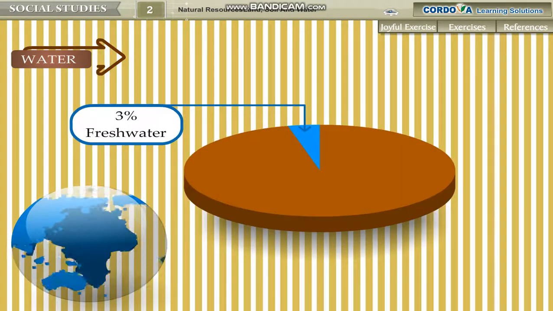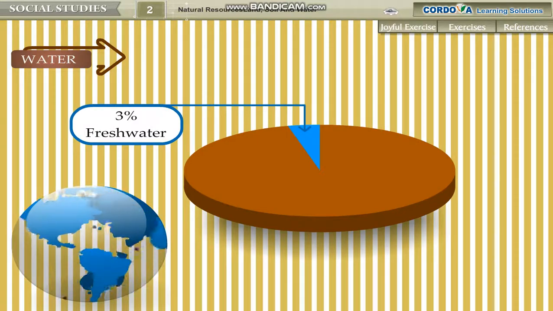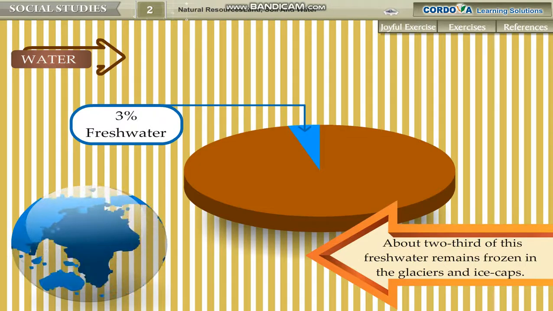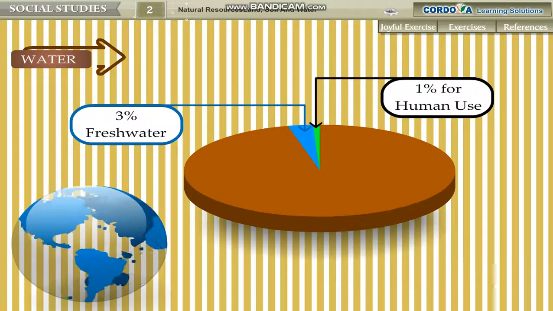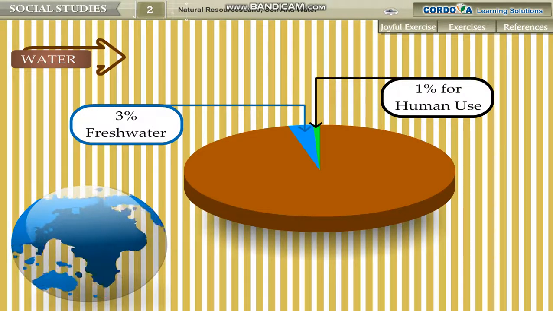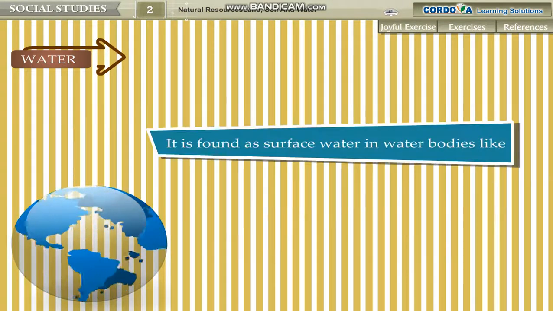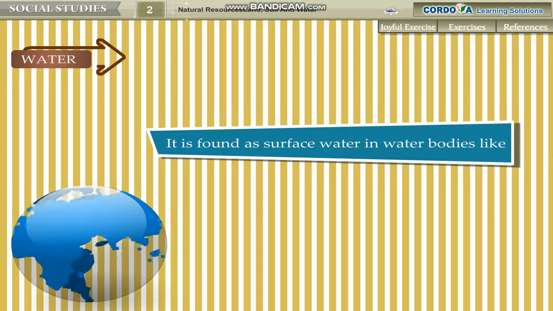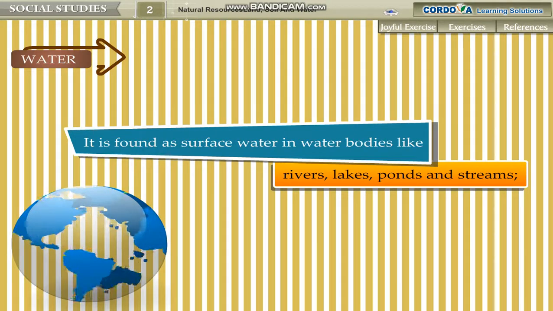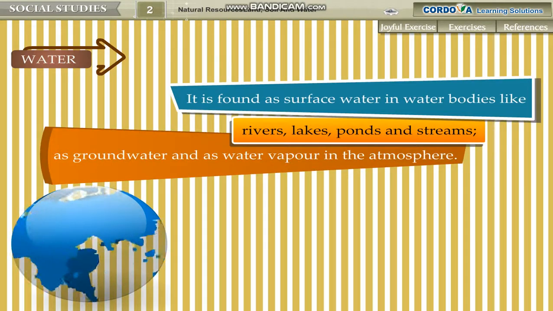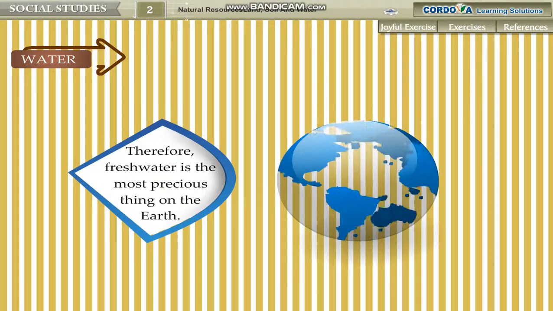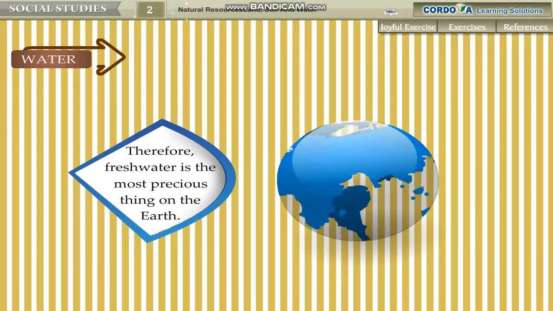Fresh water accounts for only about 3%. About two-thirds of this fresh water remains frozen in the glaciers and ice caps. Only a small amount of Earth's water, that is 1%, is available and fit for human use. It is found as surface water in water bodies like rivers, lakes, ponds and streams, as groundwater and as water vapor in the atmosphere. Therefore, fresh water is the most precious thing on the earth.